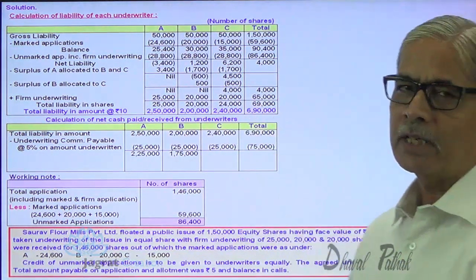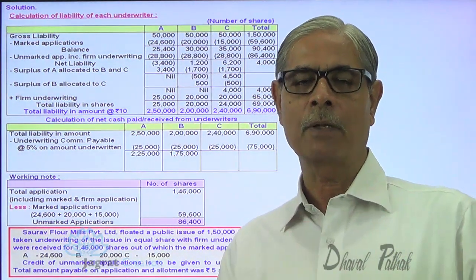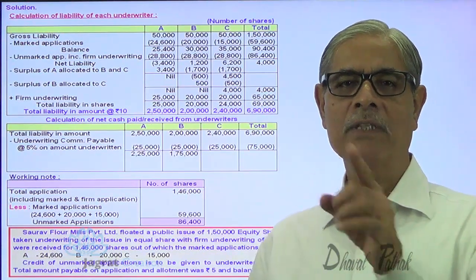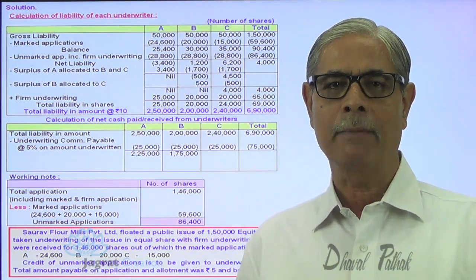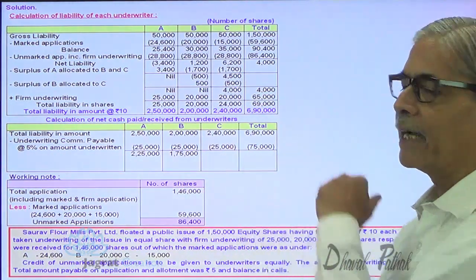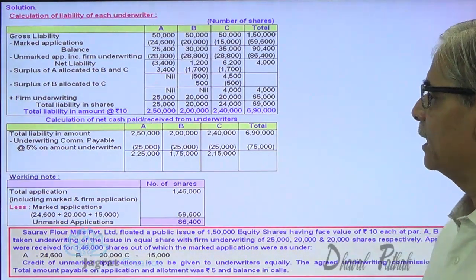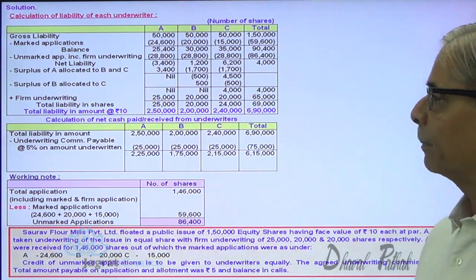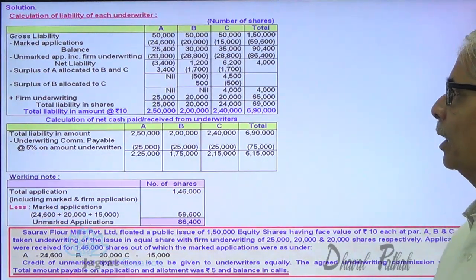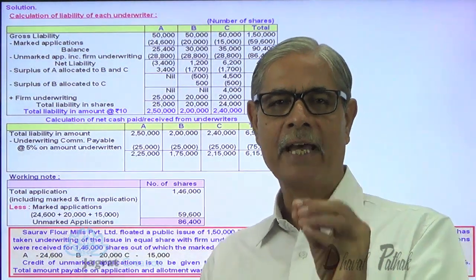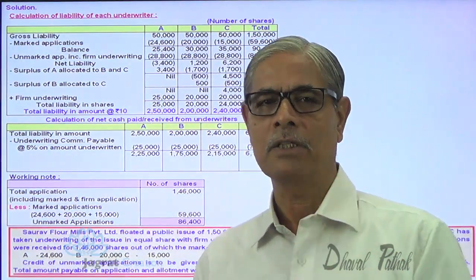Similarly, number of shares C is required to purchase from the company is 24,000. 24,000 into 10, 2,40,000 is the total amount payable. Against that he can adjust his underwriting commission 25,000. So net amount payable by C is this much. This is the total amount payable by the underwriters. Now, this is the total amount on shares that they are supposed to purchase.